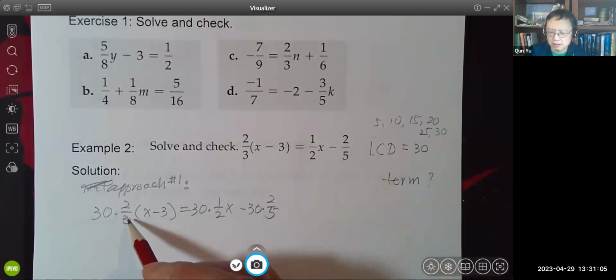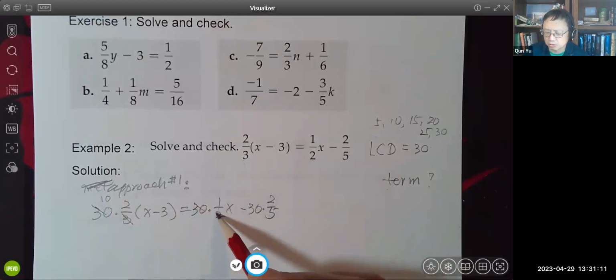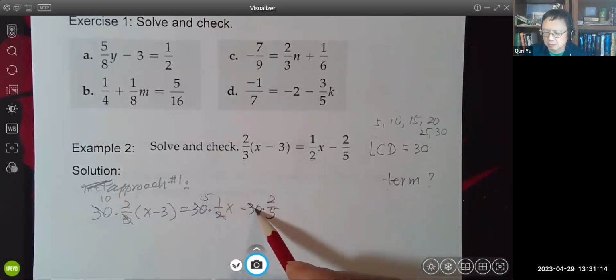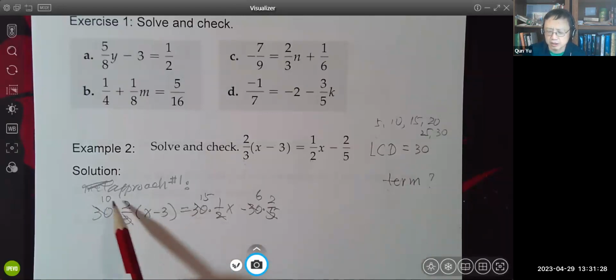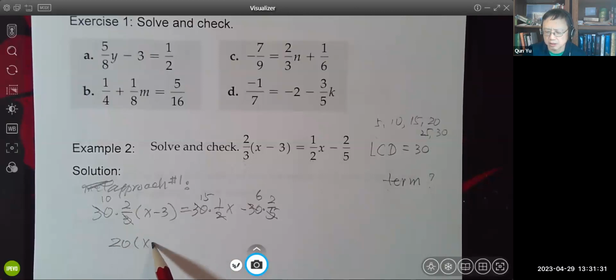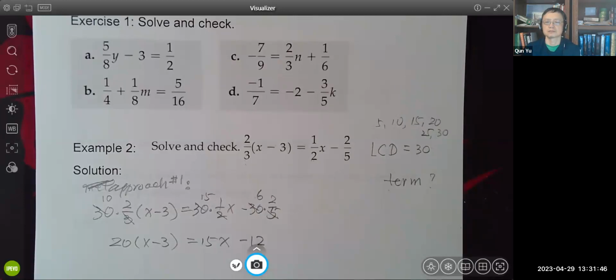So now cancel these denominators. 30 divided by 3, that's 10. 30 divided by 2, that's 15. 30 divided by 5, that's 6. If you cannot divide by any of these denominators evenly, that only means your LCD is not a true LCD. So now let's simplify it further. 10 times 2, 20. 20 times x minus 3. 15 times 1, still 15. That's x. And 6 times 2, that's 12. Right?